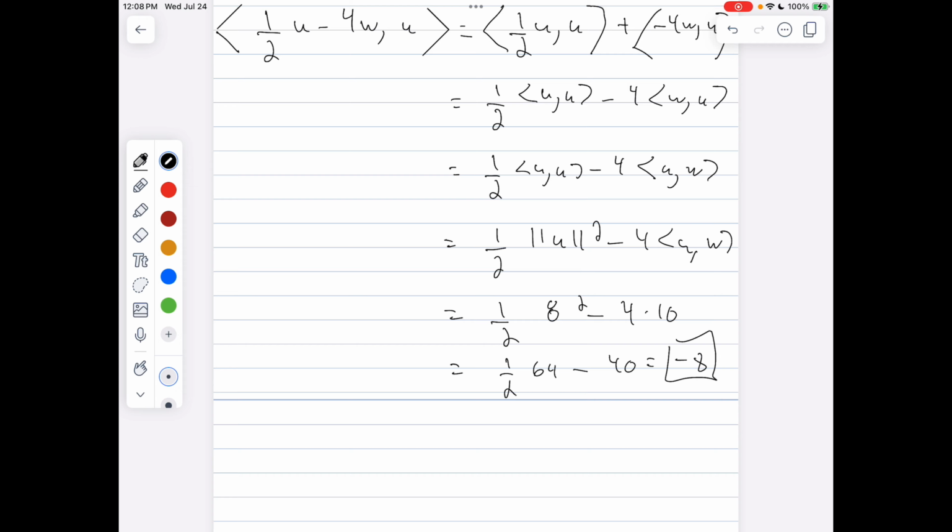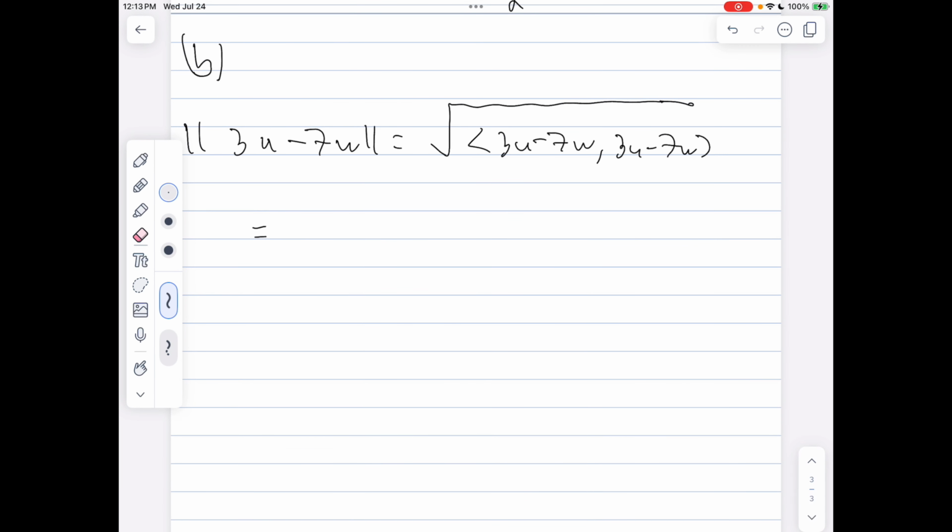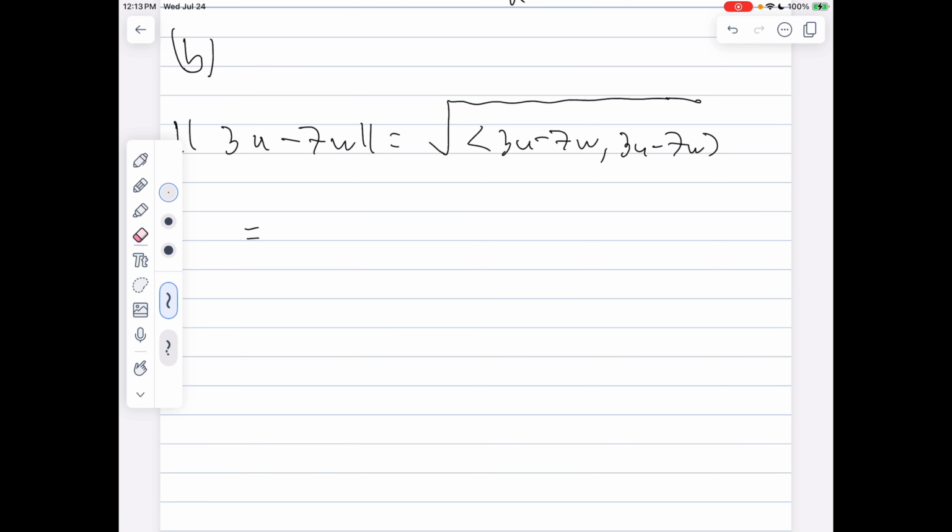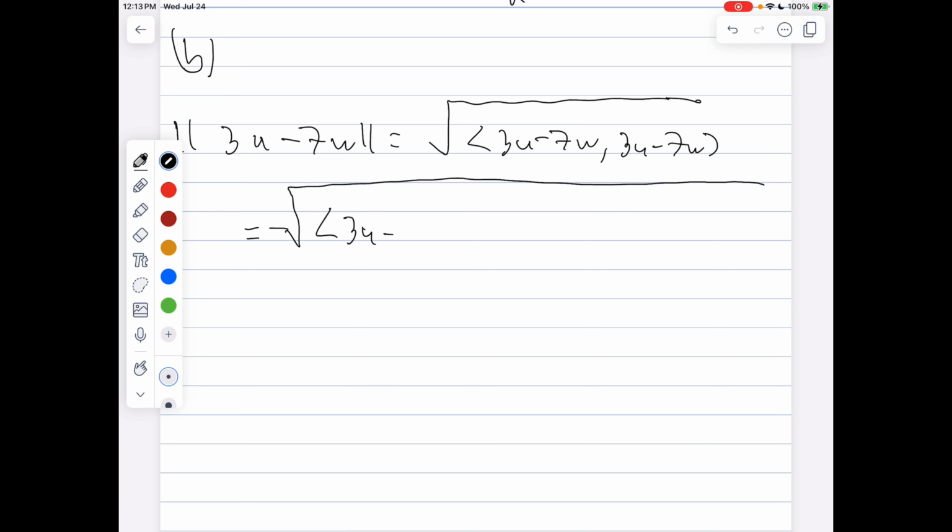All right, so then on to part B. Continuing on here with part B, we're going to find the magnitude of 3u minus 7w, and that's equal to the square root of the inner product of 3u minus 7w with 3u minus 7w. Okay, so it's the inner product with itself. And I'm going to go ahead and use my definition to break this down further. This right here would equal 3u minus 7w inner product with 3u, plus 3u minus 7w inner product with minus 7w.